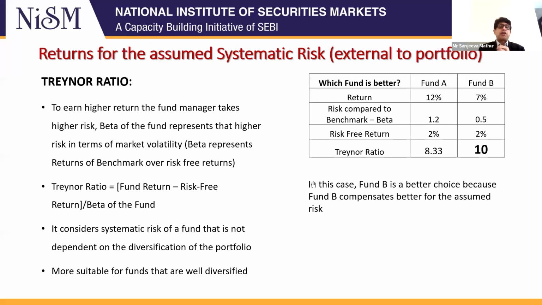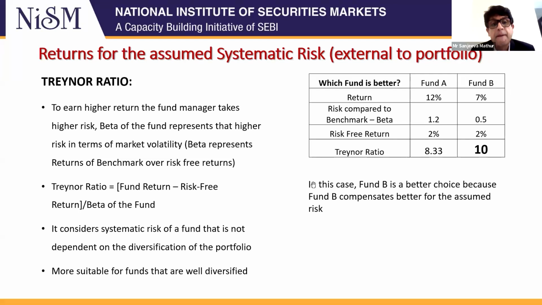One more ratio has become very famous, very important for people to know. I always consider Treynor ratio. We know Sharpe ratio is mentioned in the fact sheet. We generally don't see Sortino and Treynor mentioned in the fact sheet. Maybe in time it might be. Now, Sortino has a limitation, etc. When it comes to diversified funds, to earn higher return, the fund manager takes higher risk, obviously. The beta of the fund represents that higher risk in terms of market volatility.